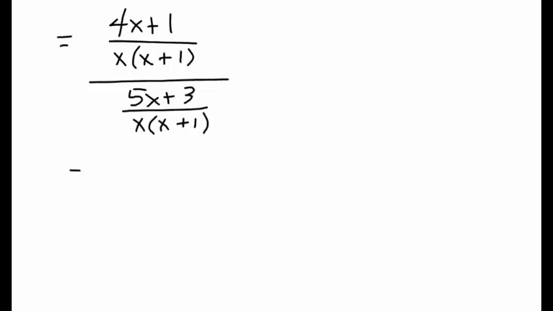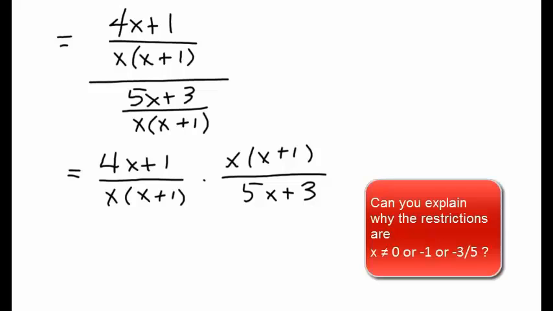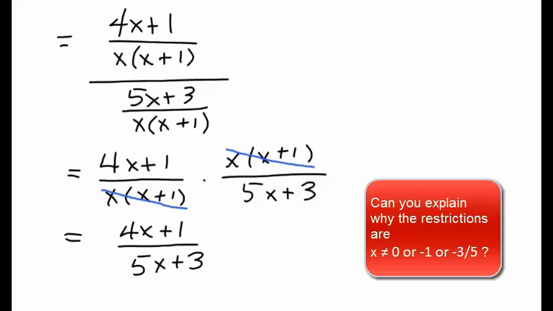And once we get to this step, we're just going to rewrite our complex rational expression using multiplication instead. So we're going to copy down our first fraction, and we're going to multiply by the reciprocal of our second fraction. Notice here that the denominator of our first fraction and the numerator of our second fraction will cancel, and our final answer is going to be 4x plus 1 over 5x plus 3.